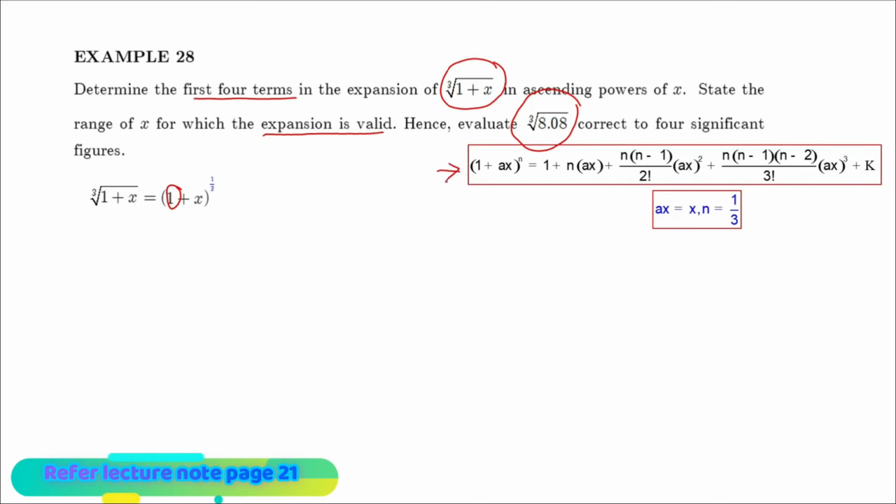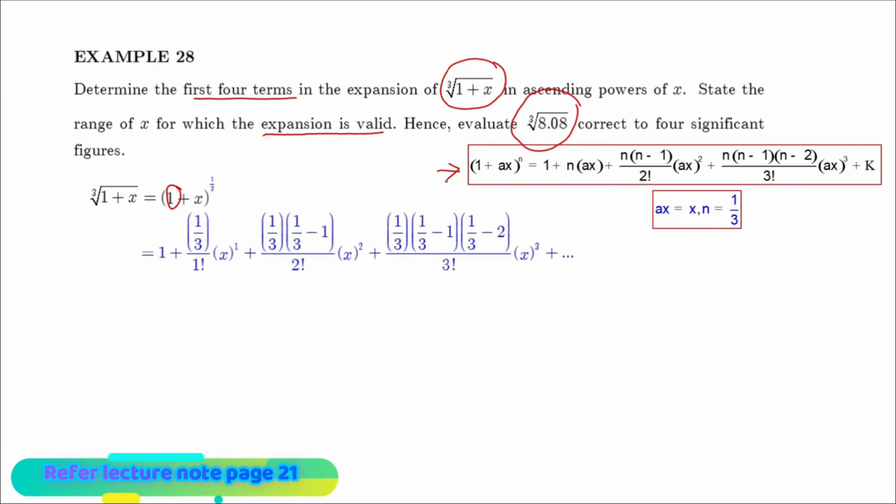Substituting our a and n, we can then get this expansion. Carefully calculate the coefficient of each term. We then get 1 plus 1 over 3 x minus 1 over 9 x squared plus 5 over 81 x cubed plus so on. And the expansion is valid for modulus x less than 1, which is x between minus 1 and 1.